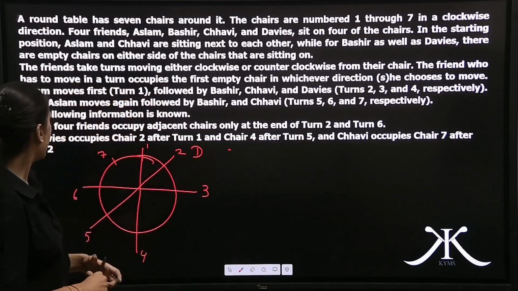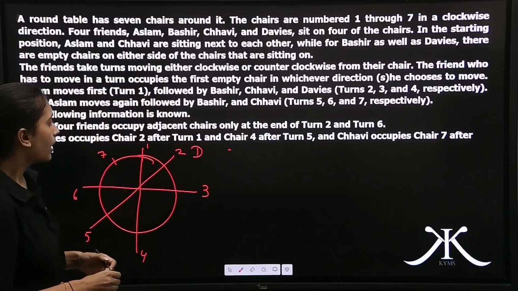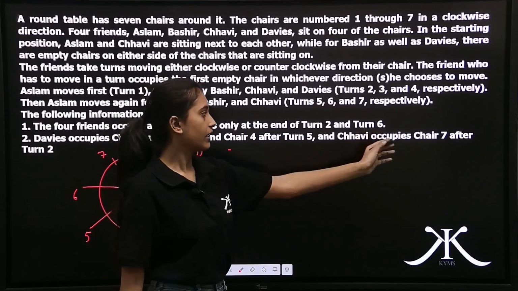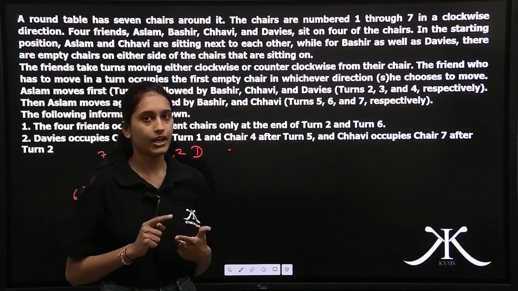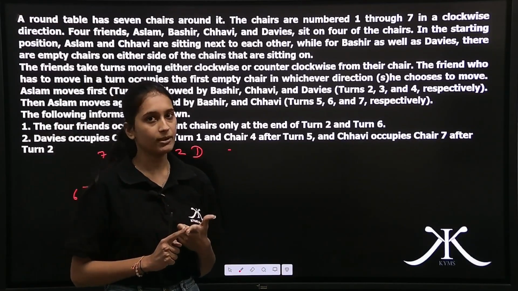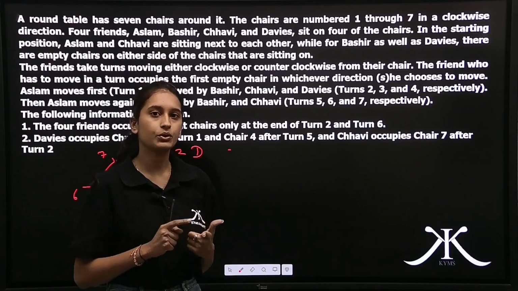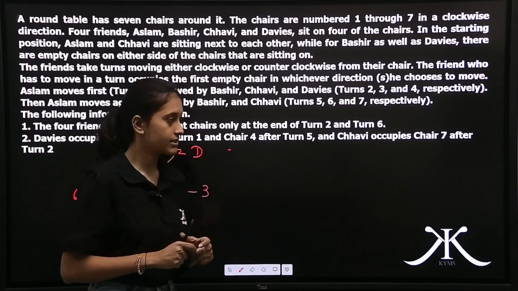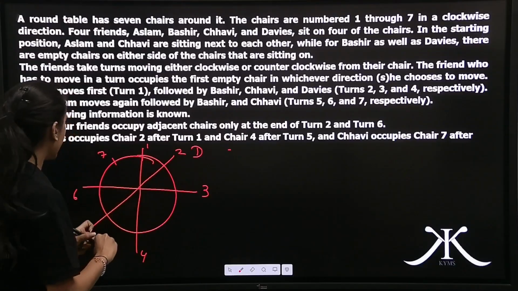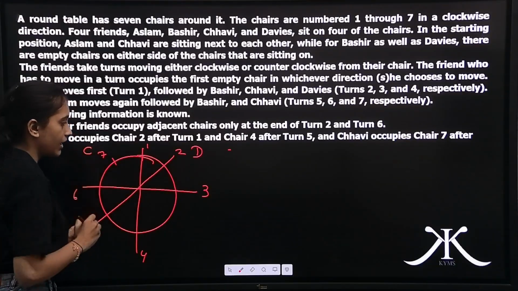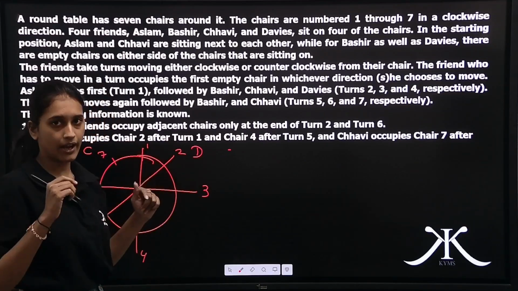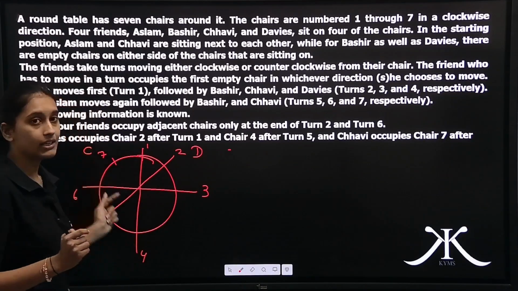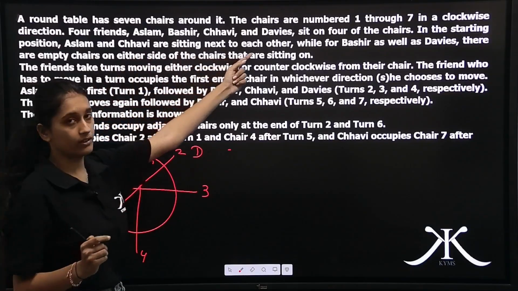Okay. And the 4 friends occupy adjacent chairs only at the end of turn 2. Now, what else are we told? C occupies chair 7 after turn 2. So turn 1 A will move, turn 2 B will move. C's position after turn 2 will be the same as it was from the starting. So C will be sitting at chair 7 from the starting. Now we are told that the places next to D will be empty in the starting, and C and A have to be together next to each other.